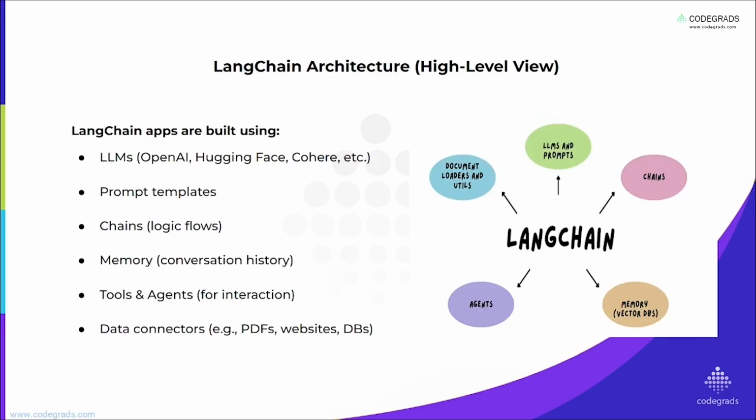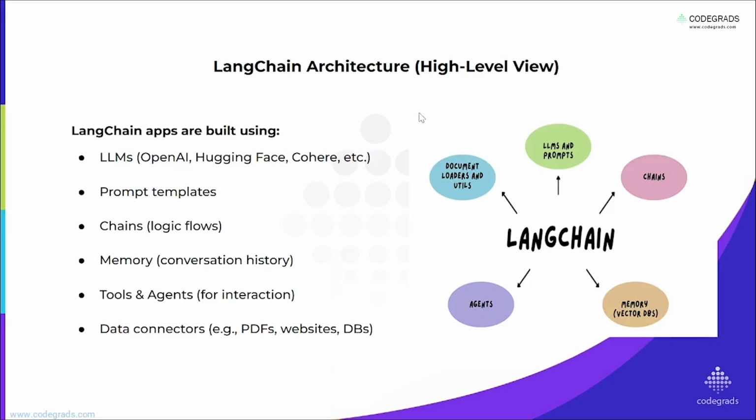Moving on, now we'll see the architecture. LangChain apps are built using LLMs, as we have discussed. We can use OpenAI, Hugging Face, Cohere, or Mistral. We also need prompt templates, chains for logic flows, memory to store the conversation history, tools and agents for interaction, and data connectors, for example PDFs, websites, and databases.